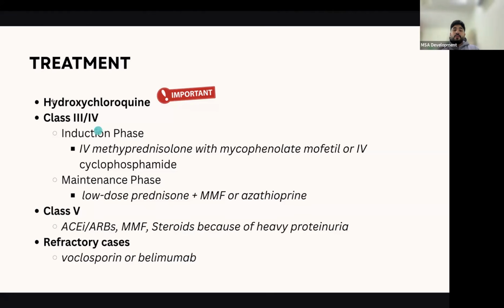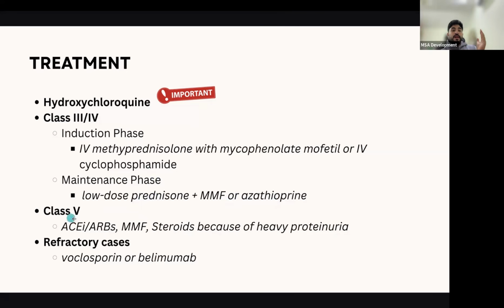Okay, like for example, in class 3 and 4, which is proliferative, it's a severe type of proliferative phase. Here, you would need to give the patient IV methylprednisolone, all right, in the induction phase with mycophenolate mofetil or IV cyclophosphamide. And after you've induced therapy, to maintain it, you will give the patient low-dose prednisone, mycophenolate mofetil, or azathioprine. Honestly, I don't think you guys are going to get questioned about this.